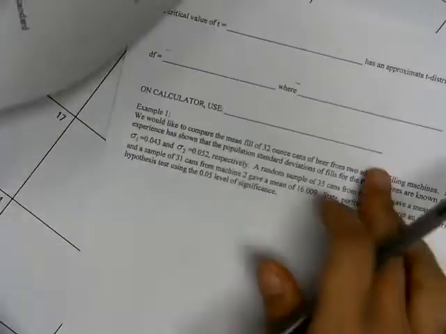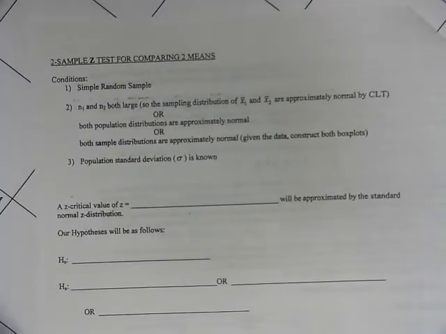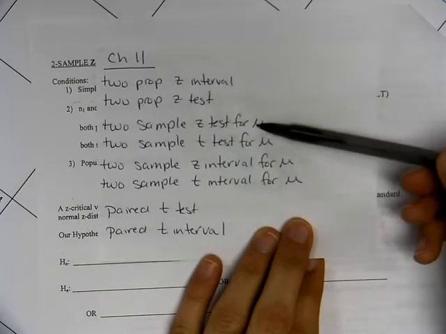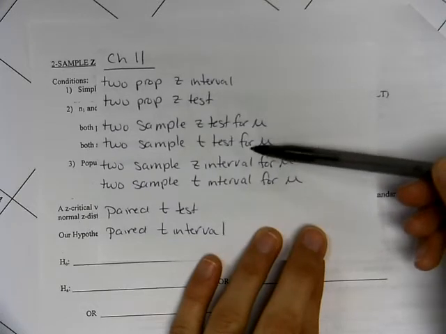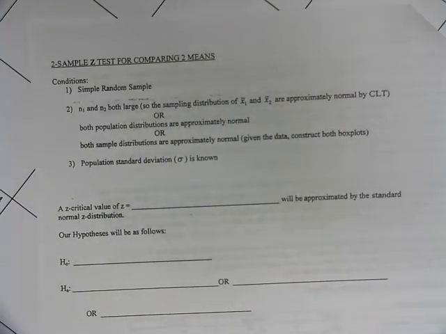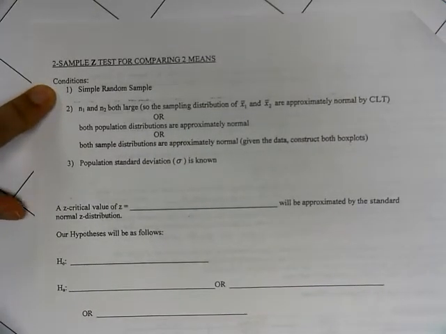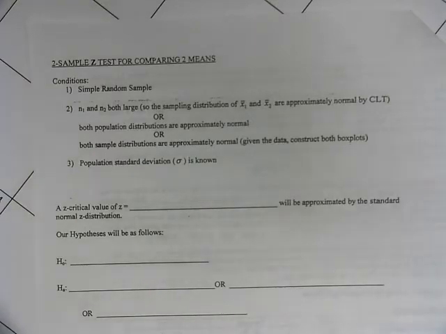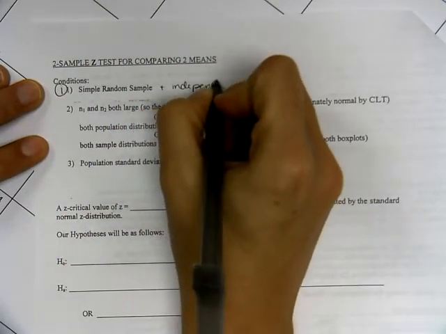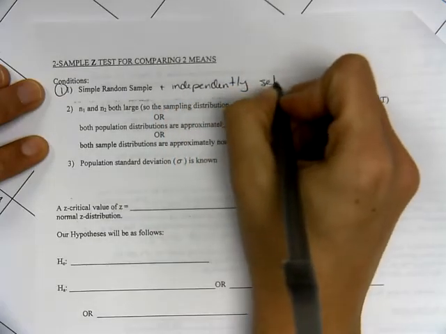Okay. So, how do you do a write-up when you're comparing two means? So today we're going to look at, here's all 8 you're going to learn in chapter 11. We're focusing on 2 sample Z test, 2 sample T test for today. Eventually you'll see all of these. So our first condition is the same, except usually it's always that it's a random sample, but now you want a random sample and independently selected.